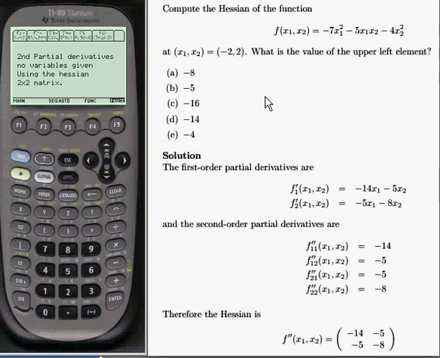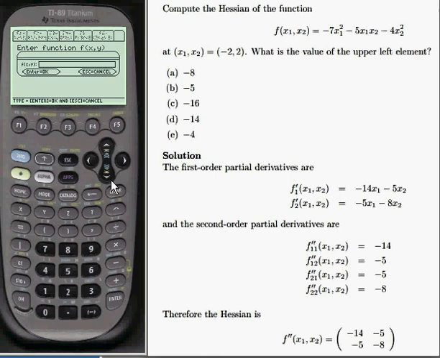But in this case, they're asking you to find the upper left element of the Hessian. Well, that's easy for you, isn't it? You'd have to study that about 2 weeks to figure that out. Not with my programs. We're going to enter the function here.